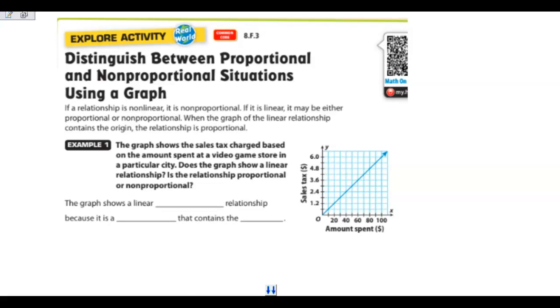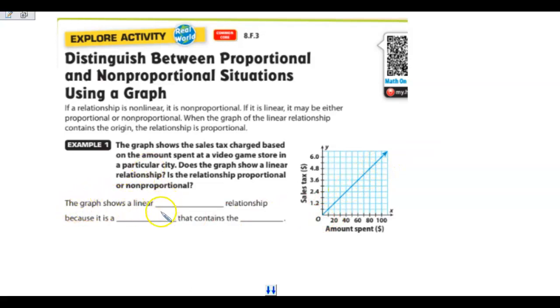When the graph of a linear equation contains the origin, in other words, passes through the origin, the relationship is considered proportional. So the graph shows the sales tax charged based on the amount spent at a video game store in a particular city. Does the graph show a linear relationship? So is it a straight line? Okay, so it does show it's linear. Is it showing that it is proportional? Is it going through the origin? And we notice that here, if we look at this closely, it's going right through the origin.